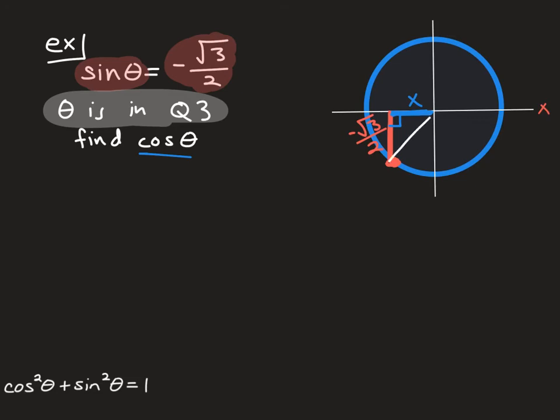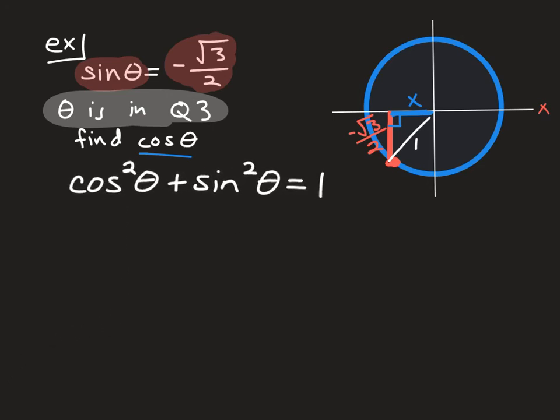I can go ahead and put the hypotenuse to be 1. And now I'm essentially going to use the Pythagorean theorem or the Pythagorean identity to solve this. So cosine of theta, well, cosine is what I'm trying to find. That's my x value here. So that's what I don't know. So I can go ahead and leave cosine as just cosine.